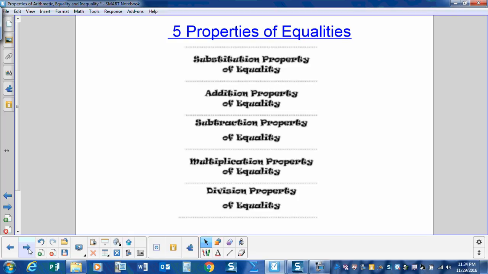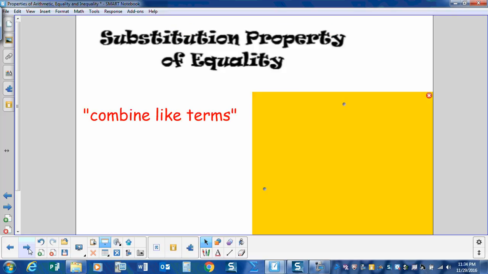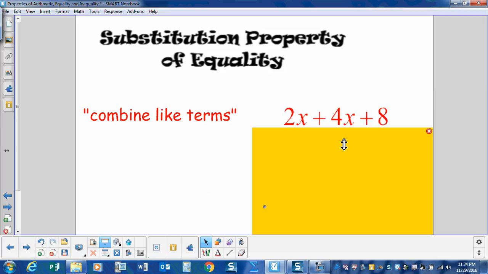Now let's look at the 5 properties of equalities. We have the substitution property, and the addition, subtraction, multiplication, and division properties of equalities. The substitution property of equality is combining like terms. An example of this is 2x plus 4x plus 8 equals 6x plus 8. This is not the addition property, but we combine like terms.